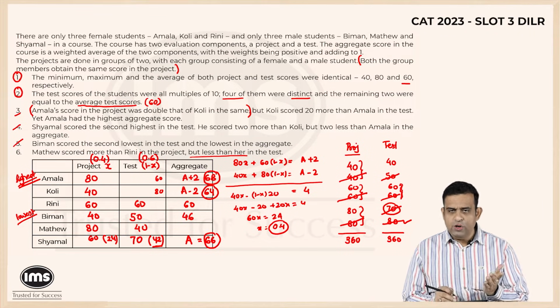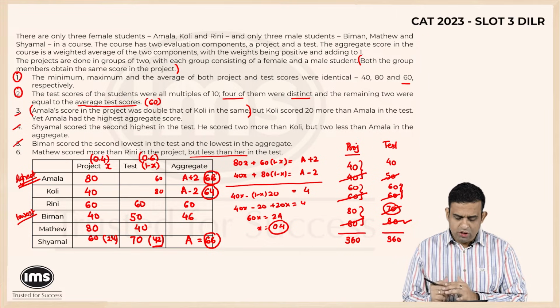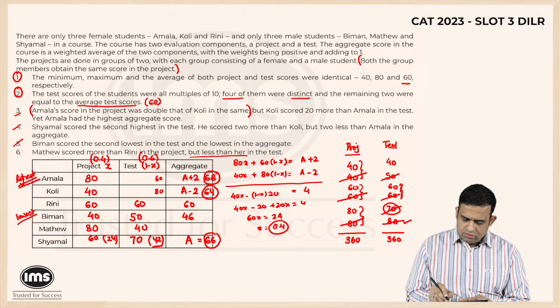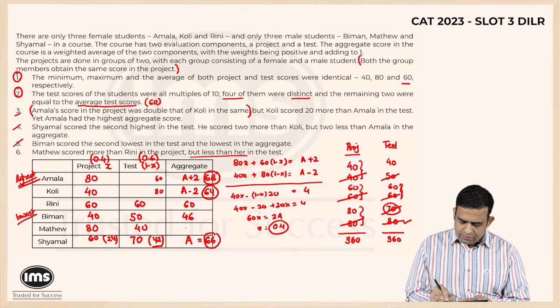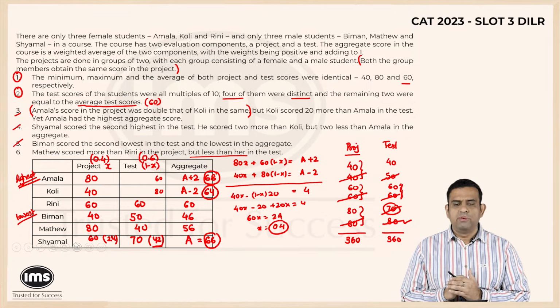For Matthew, 80 into 0.4 is 32, and 40 into 0.6 is 24. So one can say over here 32 plus 24 will give me nothing but 56. And for Shamal, we already have the number to be 66.